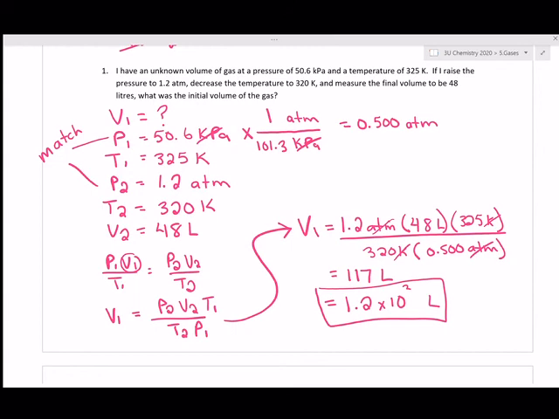Okay, that is it for today. I think there's 3 more questions for you to practice with the combined gas law. And if you can rearrange those formulas, you should be finding Charles and Gay-Lussac and Boyles much easier to rearrange. And please check your answers at the bottom.